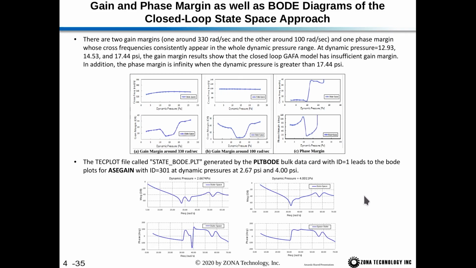Next, we'll look at the output of the PLTBODE card. So these are the Bode plots for 2 different dynamic pressures, 2.67 psi and 4 psi. So we can see the magnitude and phase here from the Bode plots.